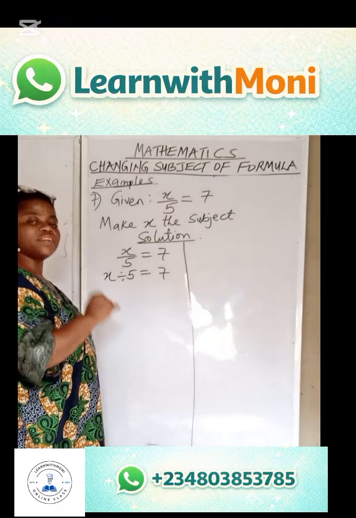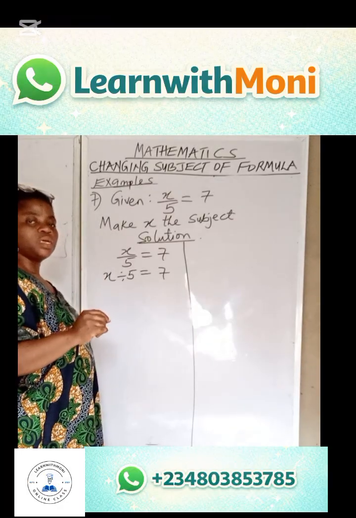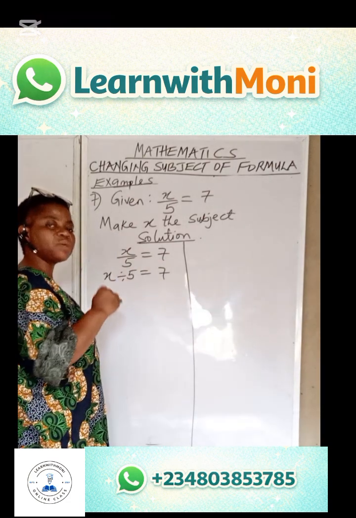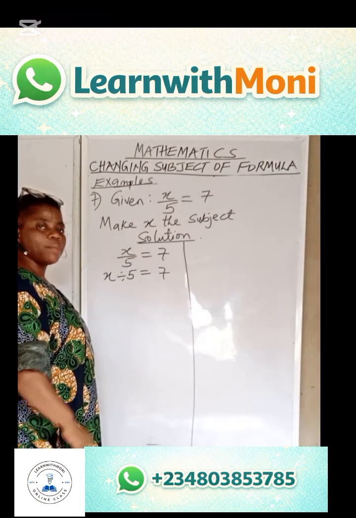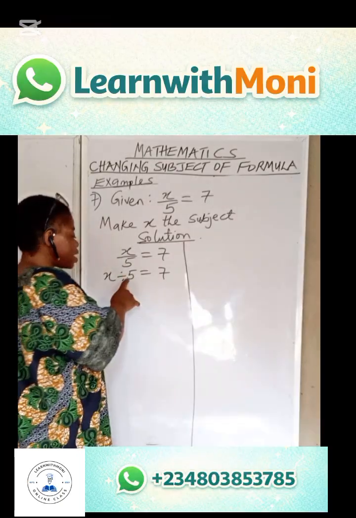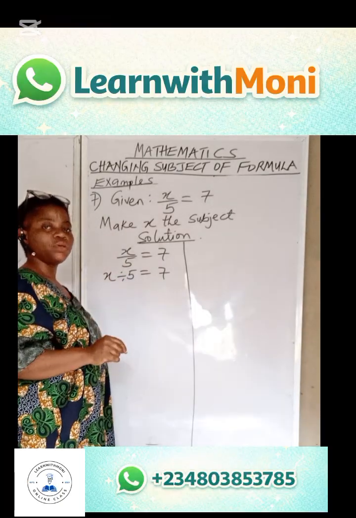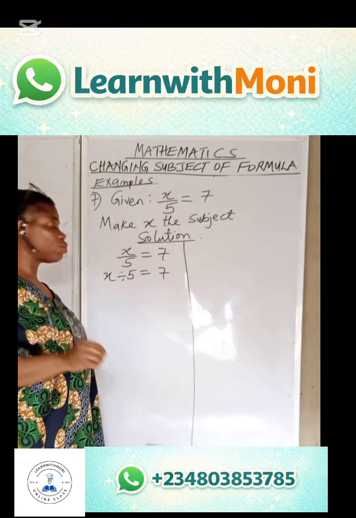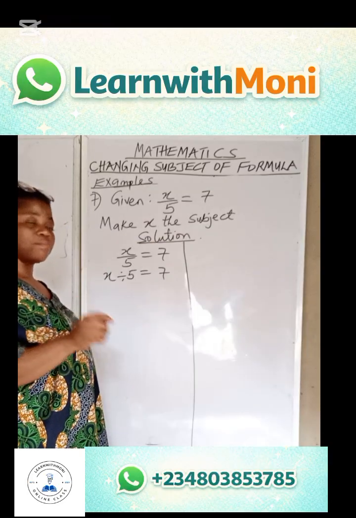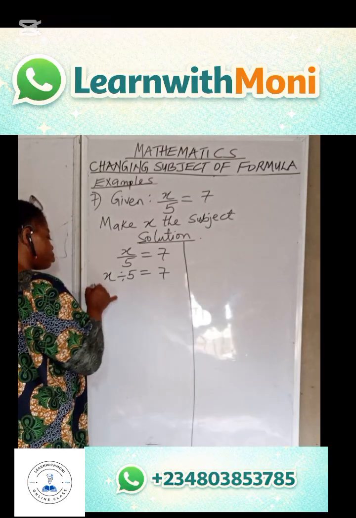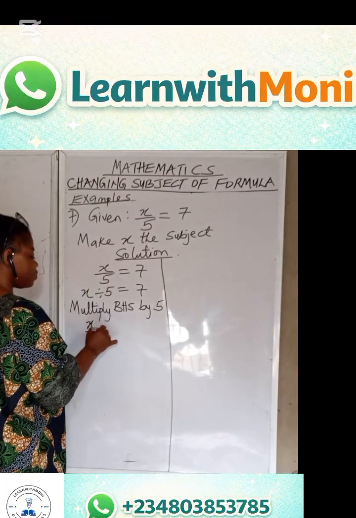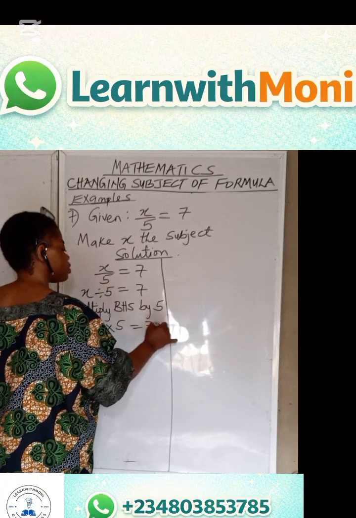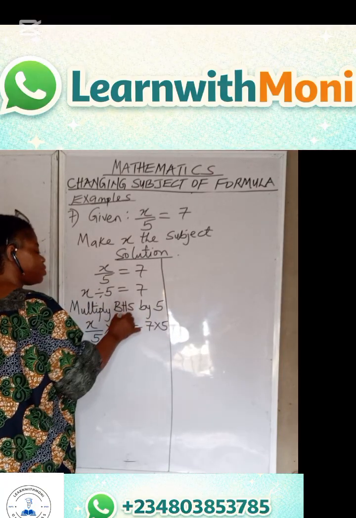We desire that X should be standing alone. That means we have to remove this divided by 5 from the same side with X. The inverse operation for divided by 5 is times 5. Times 5 means multiply by 5. So let us multiply both hand sides by 5. X divided by 5 times 5 equals 7 times 5.